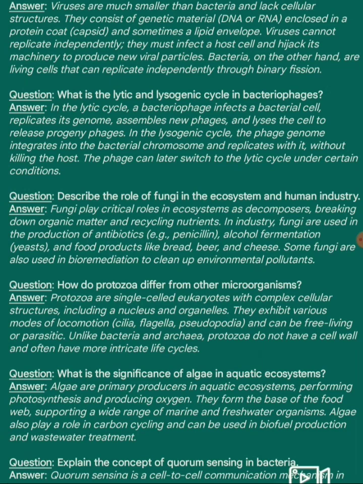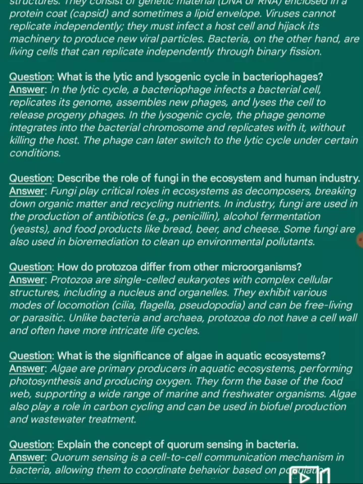Next question. Describe the role of fungi in the ecosystem and human industry. Answer. Fungi play a critical role in the ecosystem as decomposers, breaking down organic matter and recycling nutrients. In industry, fungi are used in the production of antibiotics, for example penicillin, alcohol fermentation, yeast, and food products like bread, beer, and cheese. Some fungi are also used in bioremediation to clean up environmental pollutants.